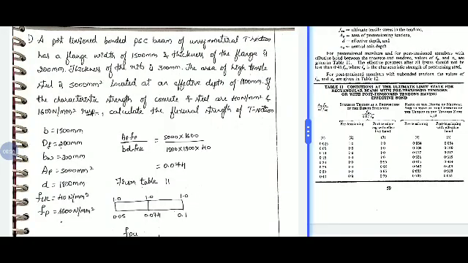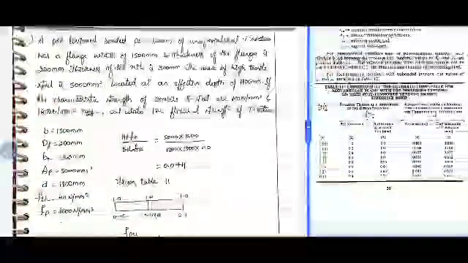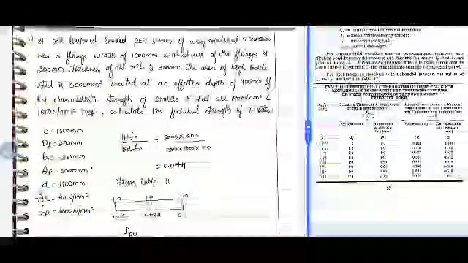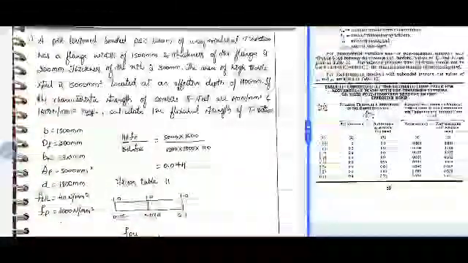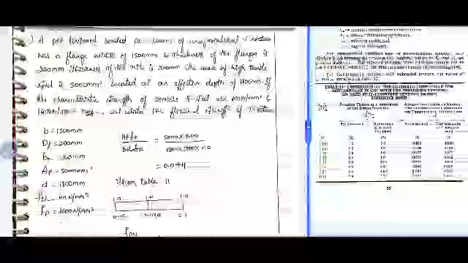Everyone, today we will discuss a few more problems on flexural strength of PSC members. Today's first problem: a post-tension bonded PSC beam of unsymmetrical T-section has a flange width of 1500 mm and thickness of flange is 200 mm. Thickness of the rib is 300 mm.